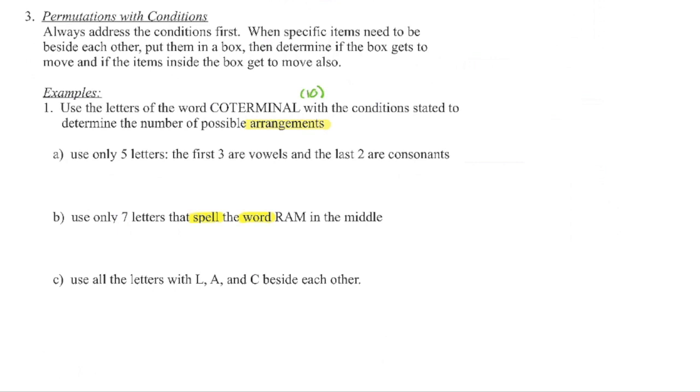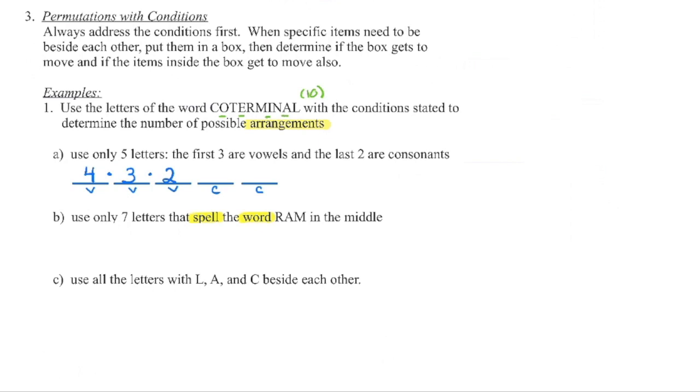Okay, so we can begin by drawing out our spots, and then we know vowels are A, E, I, O, and U. They're not going to give us Y unless they specifically indicate that we're using Y. So we're going to go through our word now. O is a vowel, E is a vowel, I is a vowel, and A is a vowel. So I have 4 different vowels in the word coterminal. So I have 4 possibilities. Once I put a vowel there, I now have 3 possibilities, and then I have 2 possibilities.